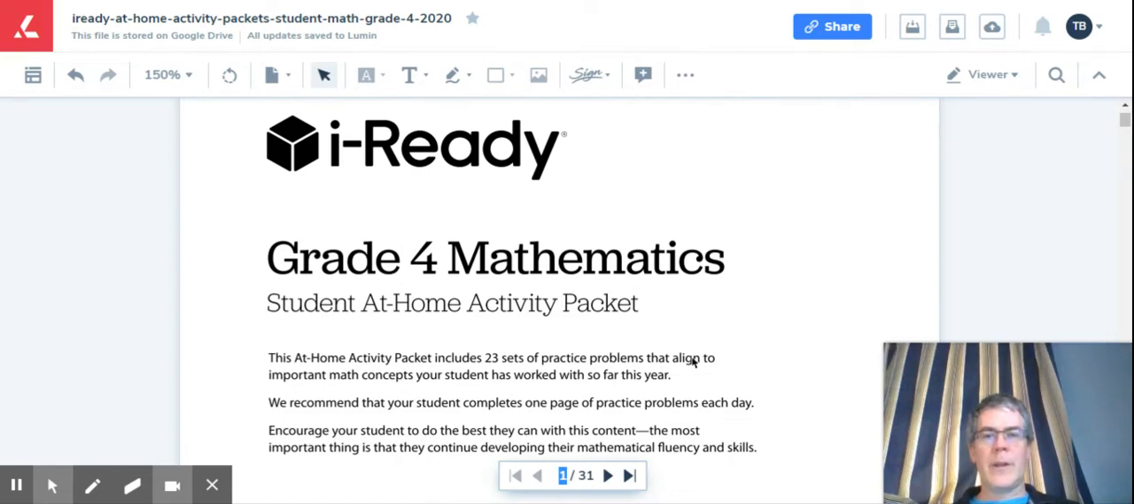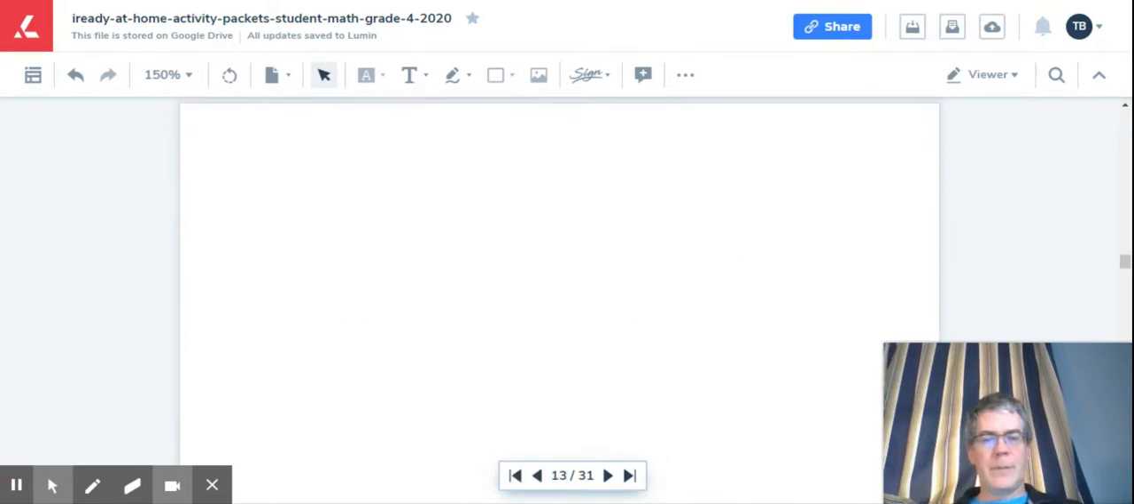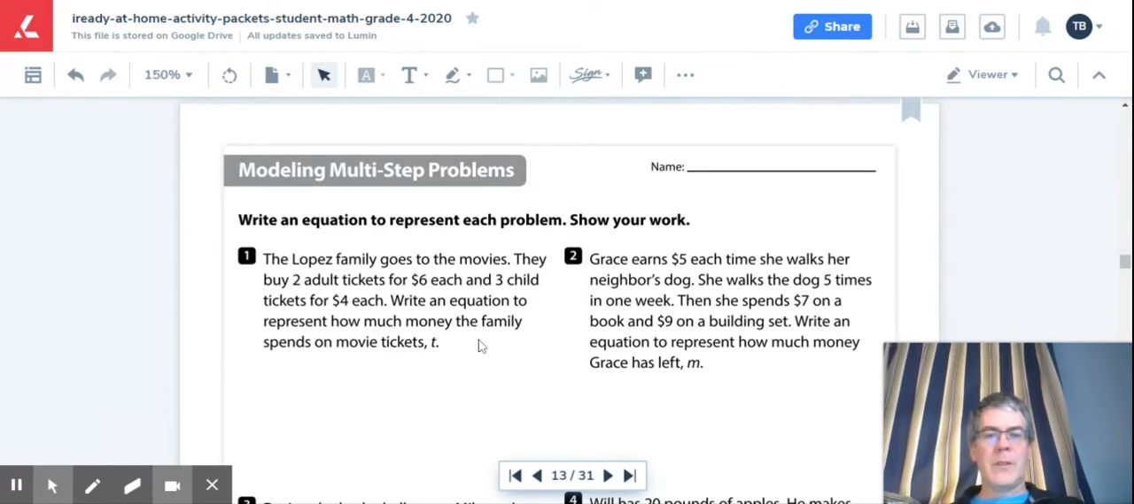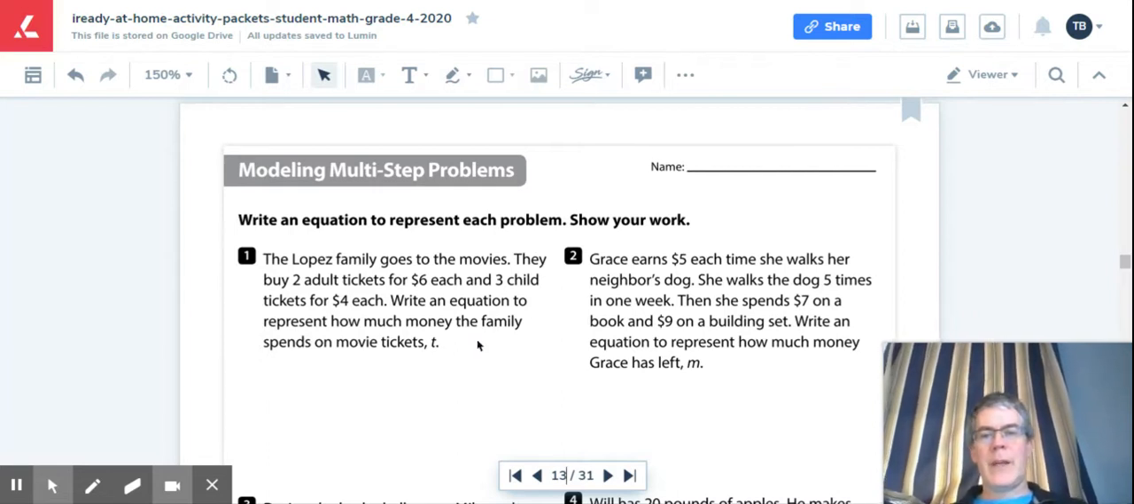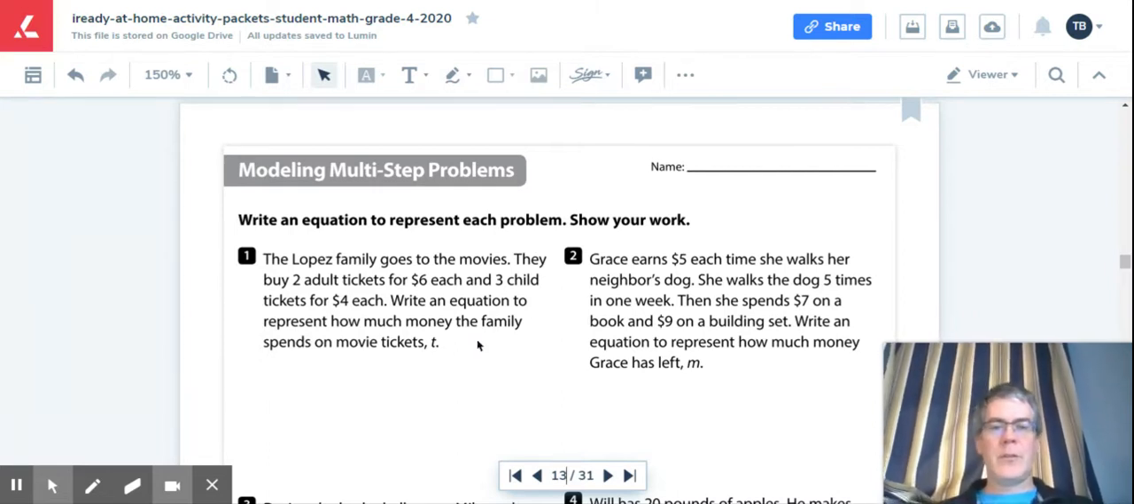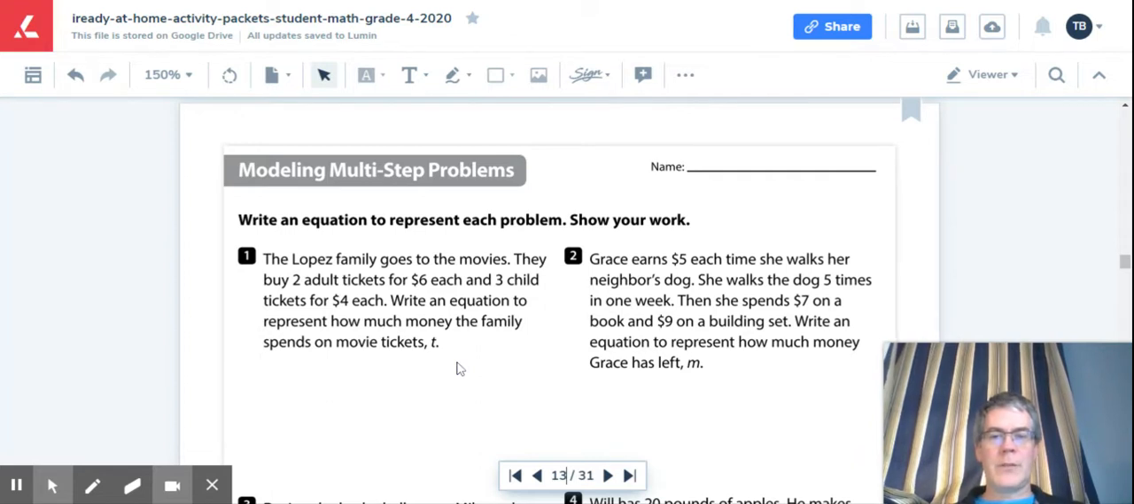We are reviewing the iReady Grade 4 Math Packet, page 13, Modeling Multi-Step Problems. And we have a set of story problems, and each of those problems is going to require us to complete more than one step in order to find the solution. And so a lot of times it's useful to create some sort of model to solve the problem.